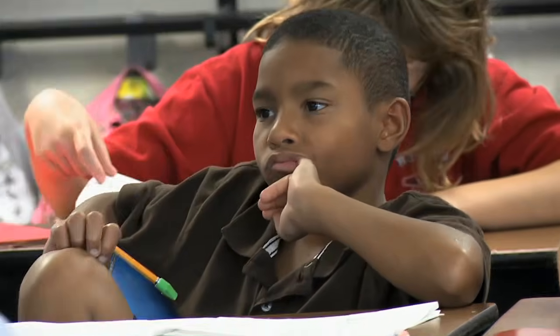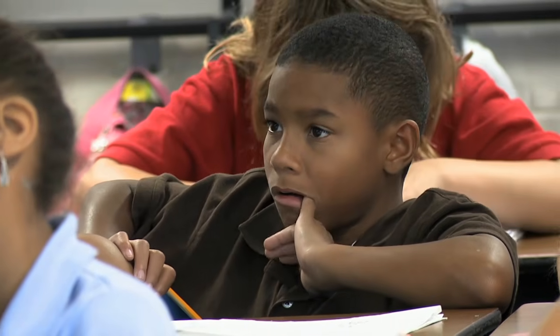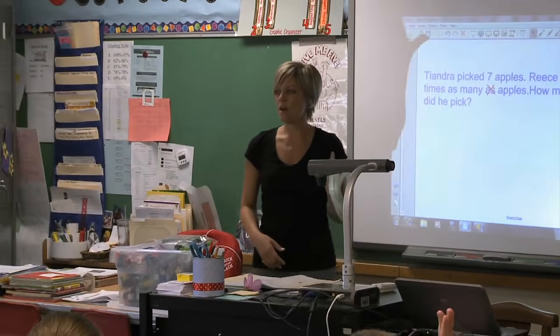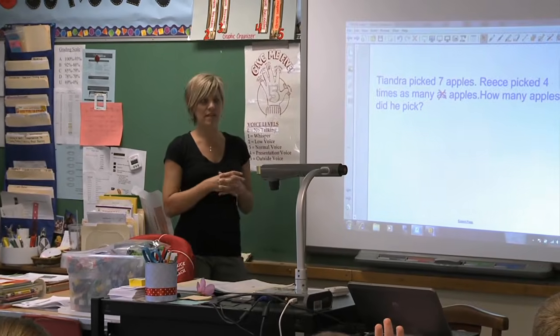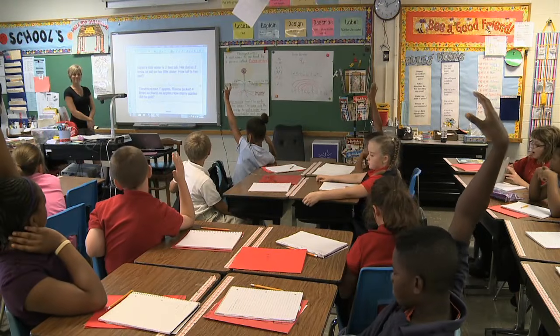Tiandra picked 7 apples. Reese picked 4 times as many apples. How many did he pick? Are there some repeated words in both of those problems?